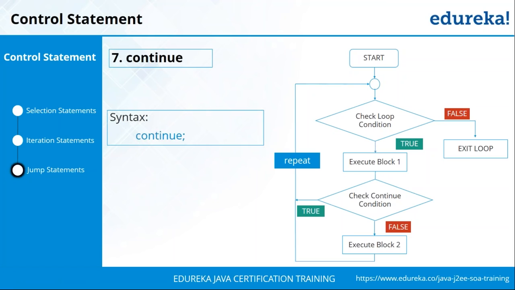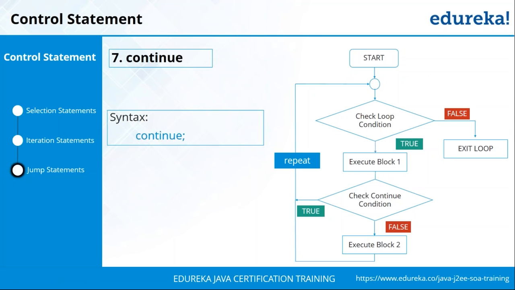But let's say it is true, then every statement that is after the continue keyword does not get executed in that iteration of the loop. So every time a continue keyword is found to be true, the execution of block 2 does not happen. I hope you're clear with respect to how the break and continue statements work.